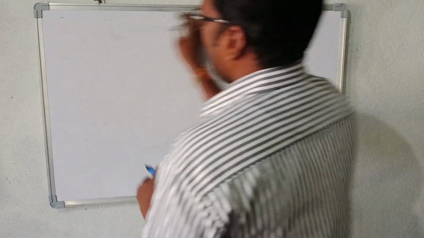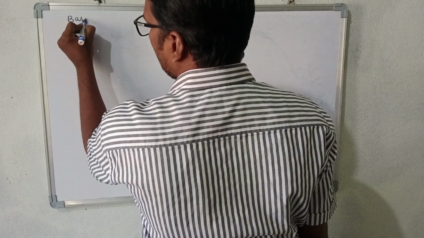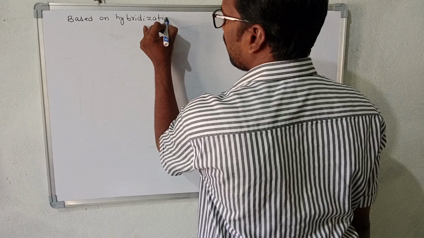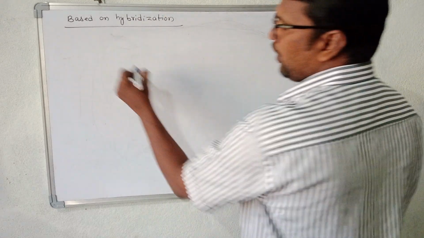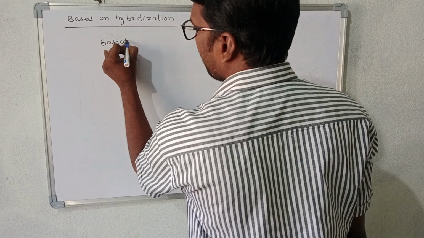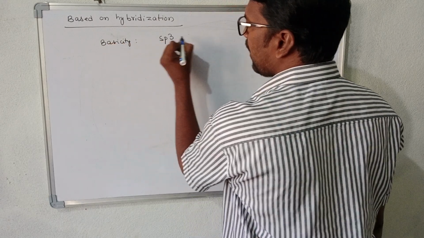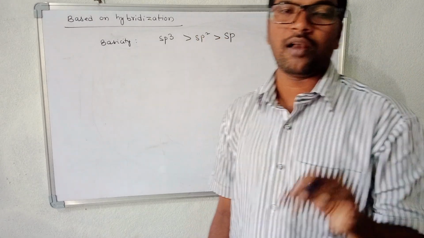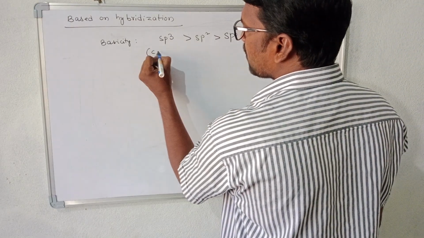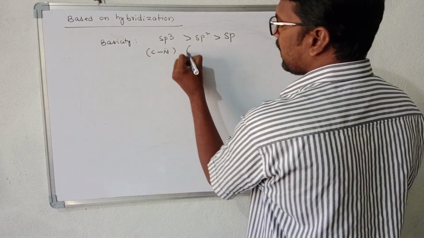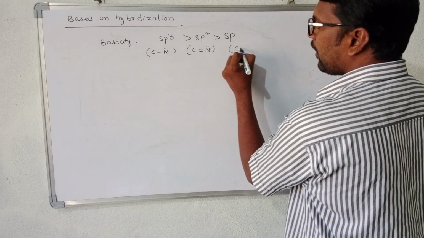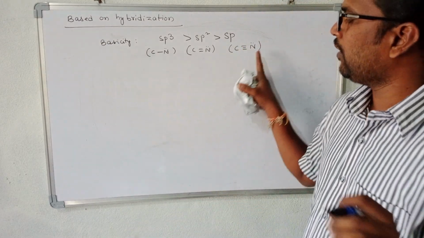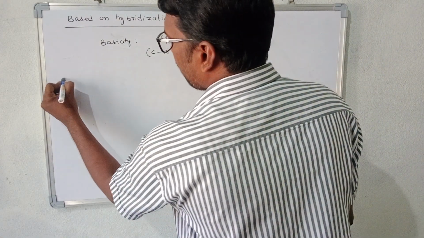After this, next, based on hybridization. When you explain basicity based on hybridization, basicity is highest for the nitrogen atom in which sp3 hybrid orbitals are involved, and the nitrogen atom in which sp hybrid orbitals are involved is least basic. sp3 means nitrogen is bonded with single bonds, sp2 with a double bond, and sp with a triple bond. The compounds containing single bonded nitrogen are more basic than compounds containing a nitrogen triple bond. For example, we take an example.